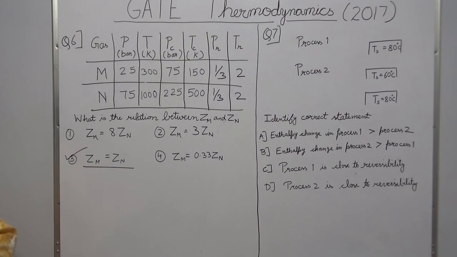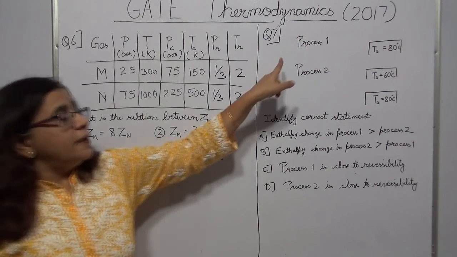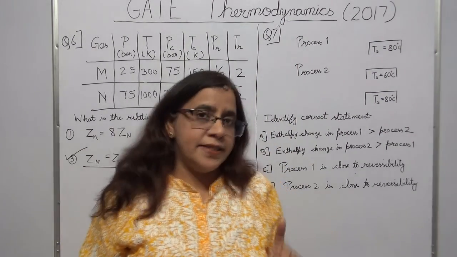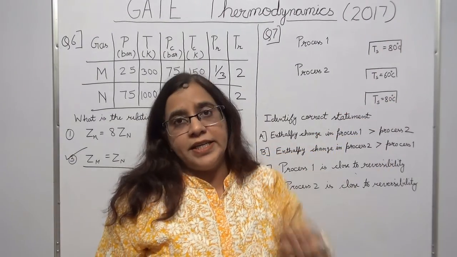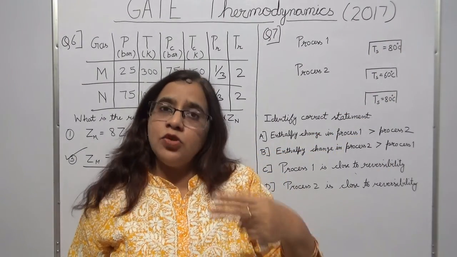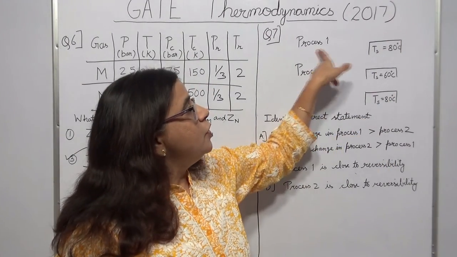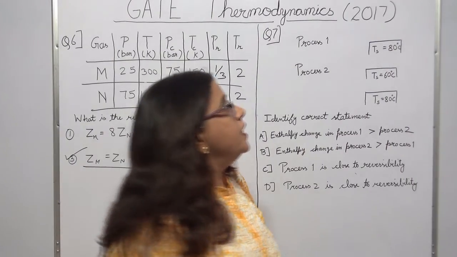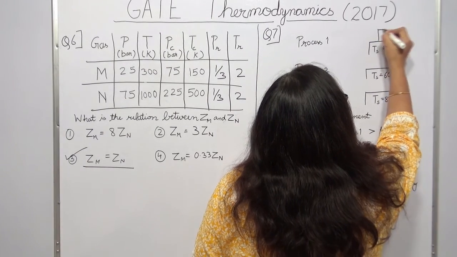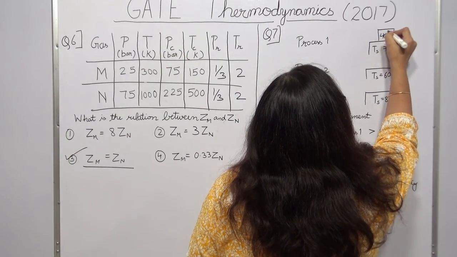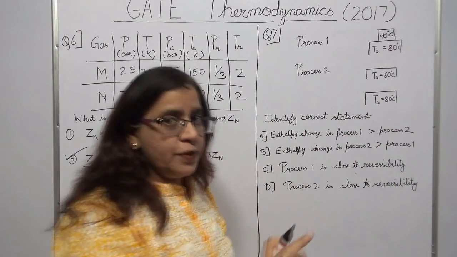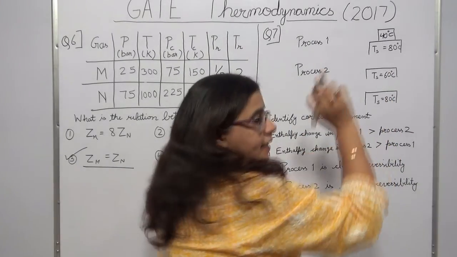In this case, what they tell you is that you have water at 40 degrees centigrade. You want to heat it to 80 degrees centigrade. It is done in two processes. In the first process, they are bringing water which is at 40 degrees centigrade in contact with a heat source which is at 80 degrees centigrade.